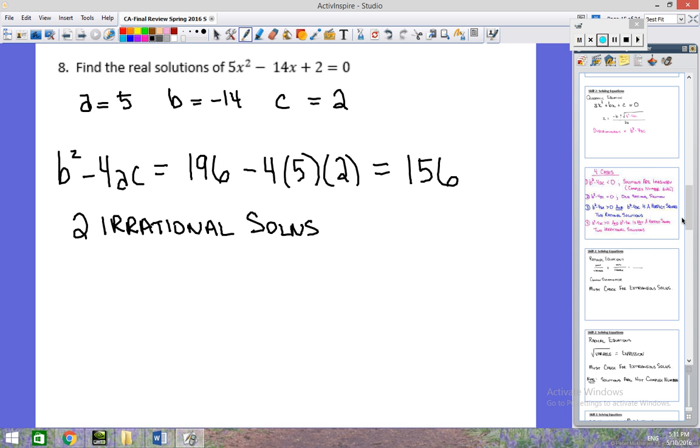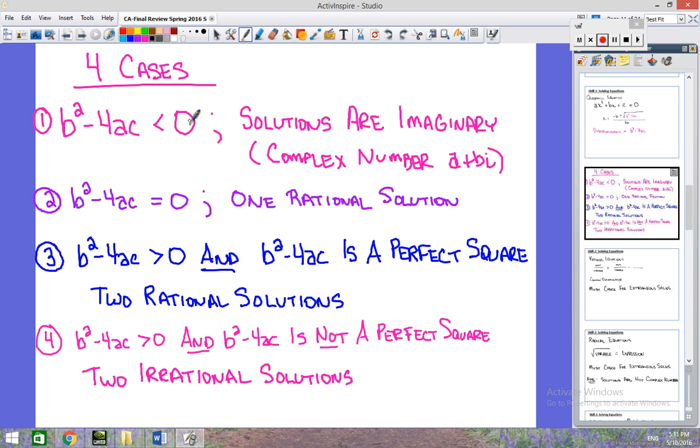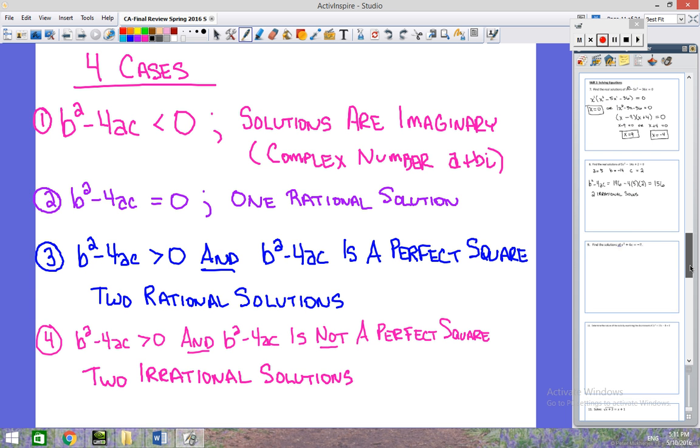When I was talking about these different cases, the discriminant I found was 156, and 156 is bigger than 0, not less than 0, so I didn't have imaginary numbers as an answer. 156 is not equal to 0, so I had more than one solution. Because my equation had a degree of 2, I'm going to have at most 2 solutions. That means that in these final two cases, 156 was positive, but 156 is not a perfect square. In this case, it's two irrational solutions. So that's what we're going to see for our final answer.